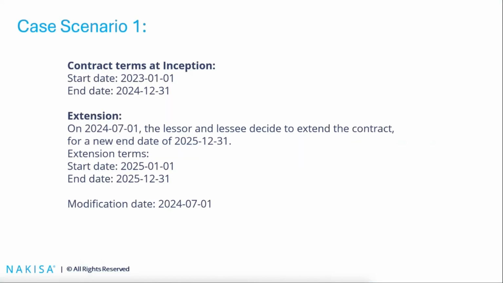In this example that I'm going to go through on the PowerPoint, we had a 2-year contract, and on July 1st, we decided to run the extension, and now the extension is for an additional year. So we'll see the modification date of July 1st, 2024, and how it will be impacted.